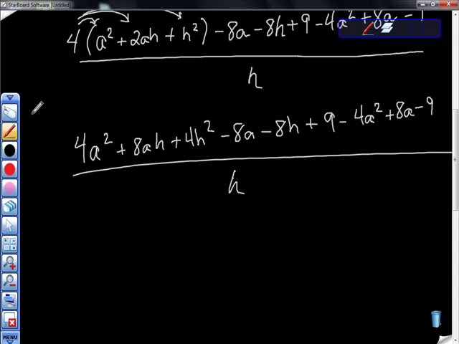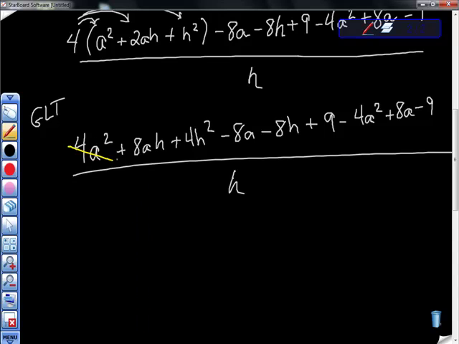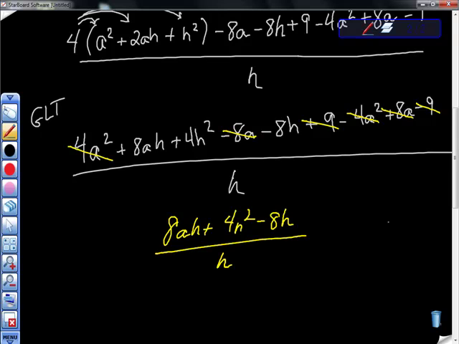So now all I'm going to do is GLT, gather like terms. So I'm trying to use some kind of process here. I have 4a squareds here, negative 4a squareds here. I have, what do we have here? We have negative 8a's, positive 8a's, positive 9, negative 9. Did I miss anything? Remember, these things are not the same. If you can see this, these things are not the same. So we can't do anything with those things. So I'm going to rewrite this again. 8ah plus 4h squared minus 8h. Is that everything? All over h.